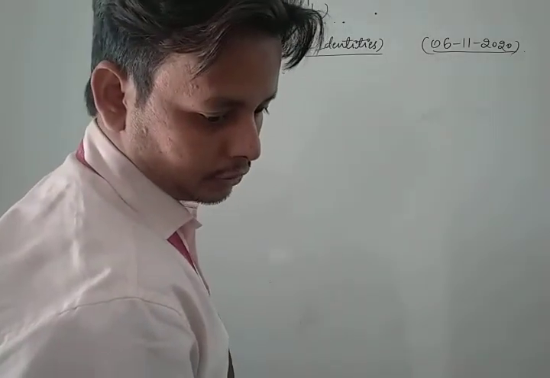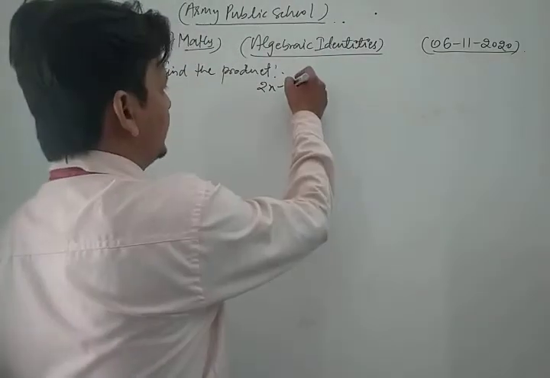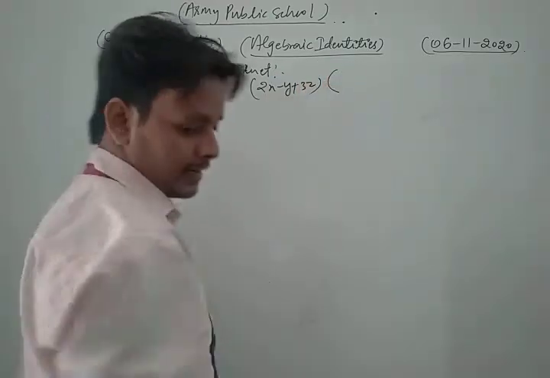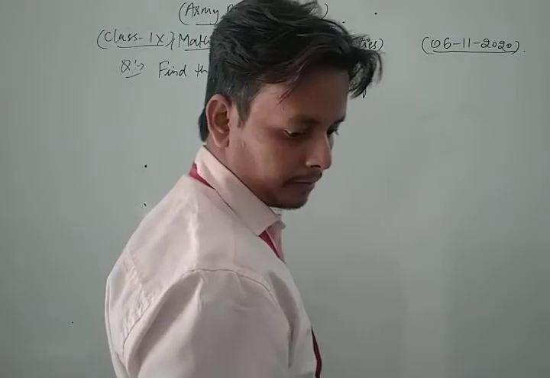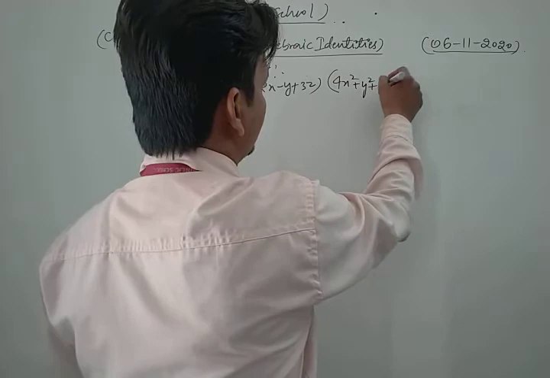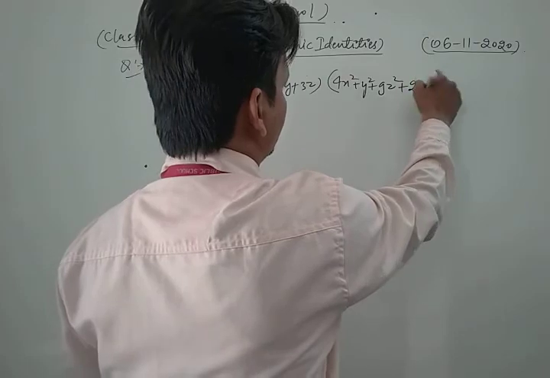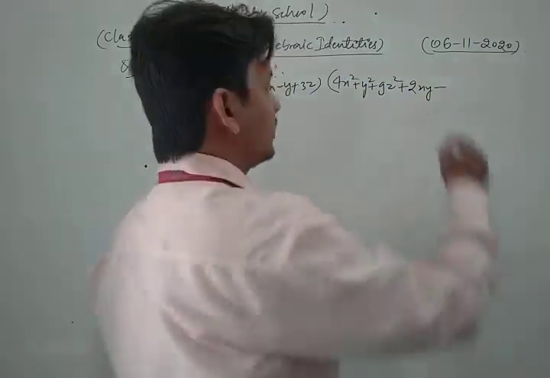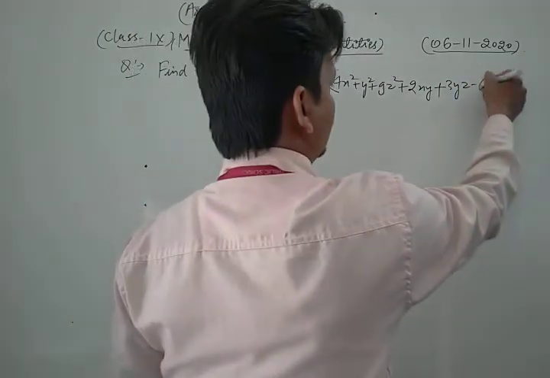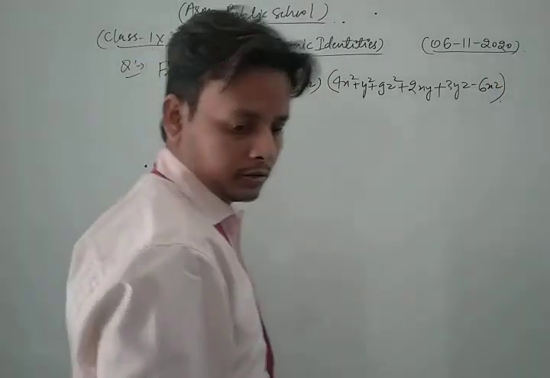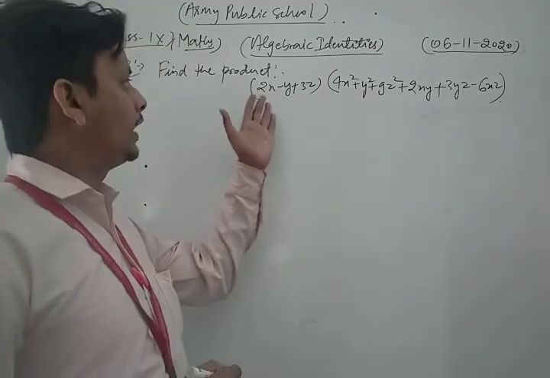Find the product: 2x minus y plus 3z, and in another bracket 4x square plus y square plus 9z square plus 2xy plus 3yz minus 6xz. Okay, this is the question here, and in that question we find the product of these.